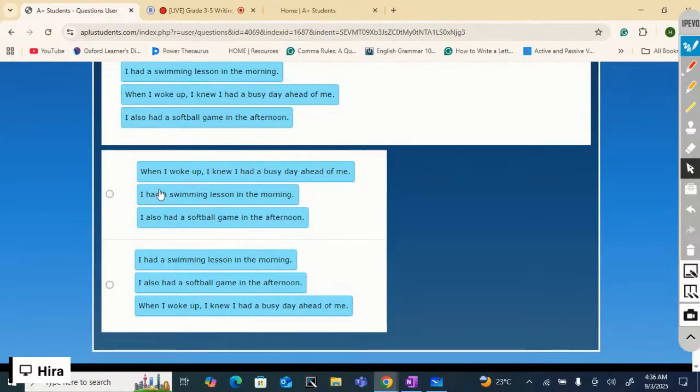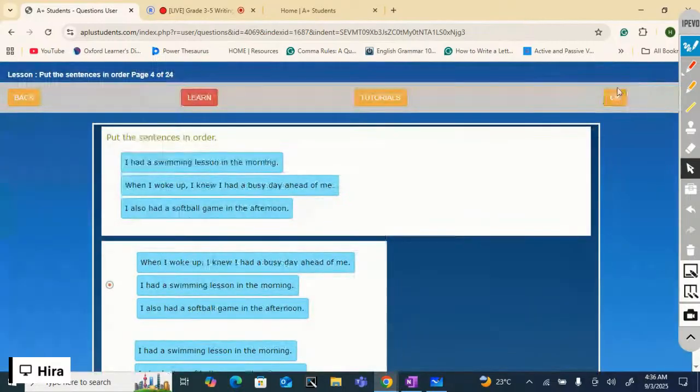Okay, so look at this first option. When I woke up, I knew I had a busy day ahead of me. I had a swimming lesson in the morning. Obviously, morning comes before afternoon, so this comes before the third one. And I also had a softball game in the afternoon. So this is the exact sequence of events.